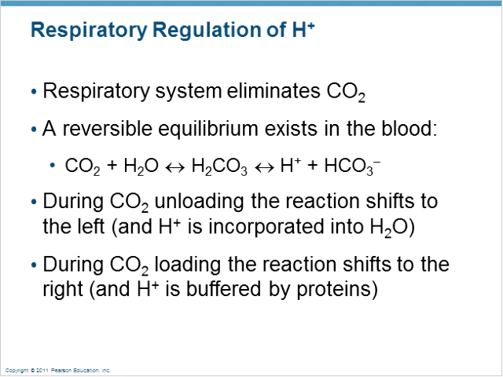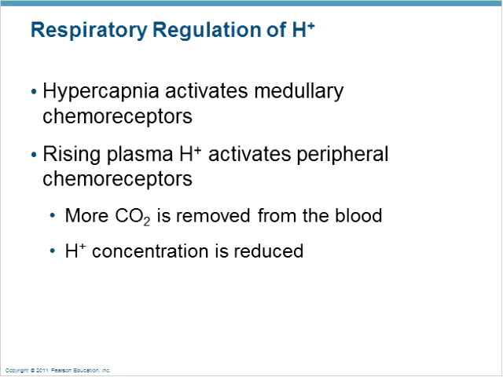The respiratory system works by eliminating bicarb. A reversible equilibrium exists in the blood, where CO2 plus H2O translates into H2CO3, and that can change to H, a free hydrogen, and HCO3. During CO2 unloading, the reaction shifts to the left, and hydrogen is incorporated into H2O. During CO2 loading, the reaction shifts to the right, and hydrogen is buffered by proteins.